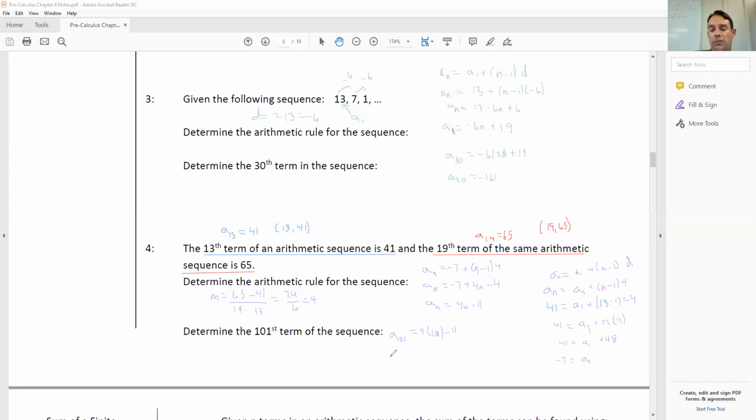We're going to subtract 11 from it. So the 101st term is going to end up being equal to 393. All right, arithmetic sequences. They're not too bad. Find your arithmetic rule, and then you can get your common difference and your initial term and use that to get your sequence rule.